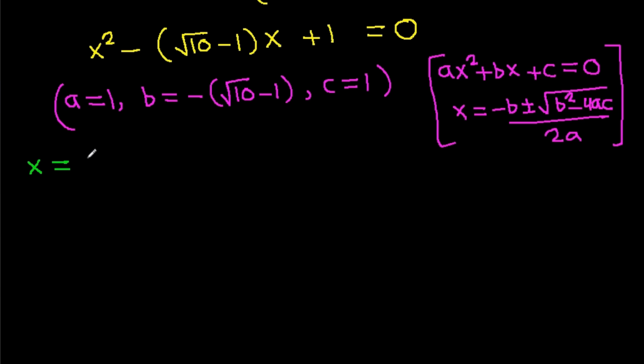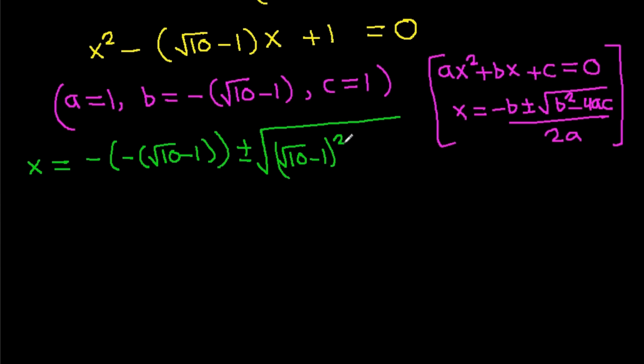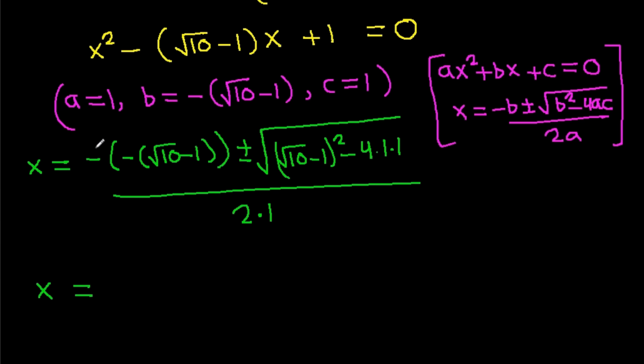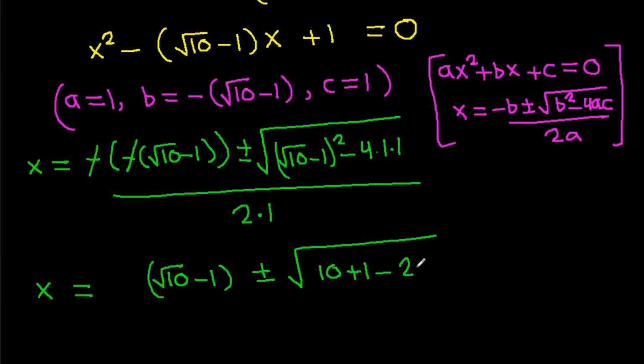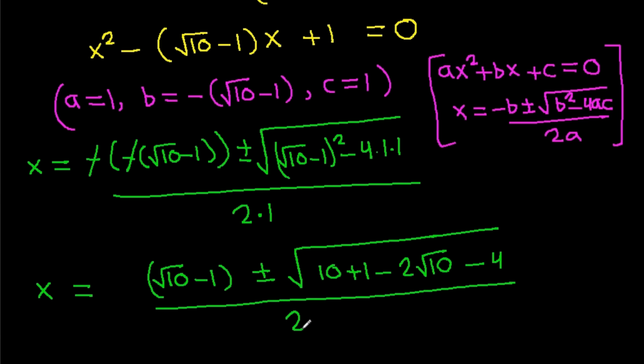So x will be equal to minus of minus (√10 − 1) plus minus the square root of (√10 − 1)² minus 4 times 1 times 1, by 2 times 1. And x is equal to, minus times minus will be plus. So it is (√10 − 1) plus minus the square root, and this will be 10 plus 1 minus 2 times √10 minus 4, by 2.